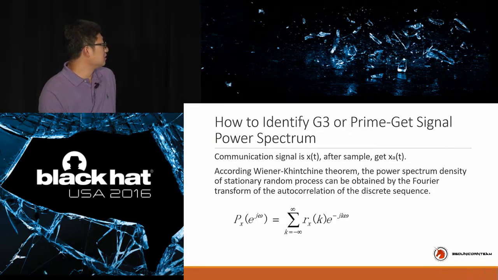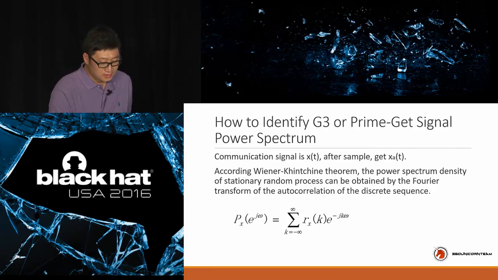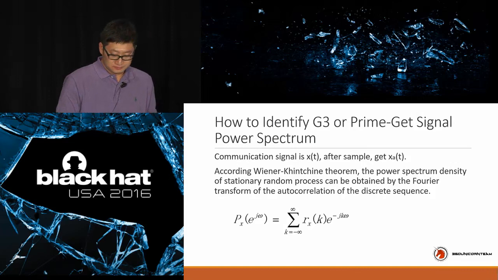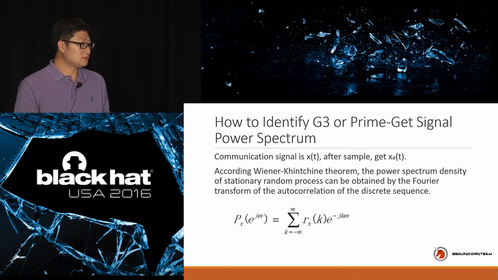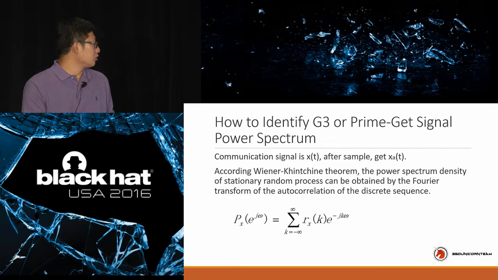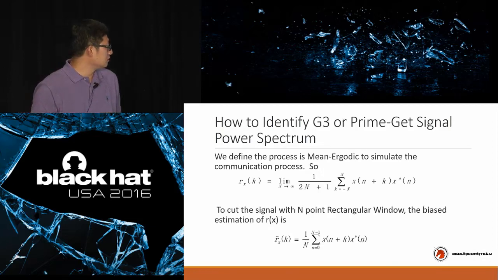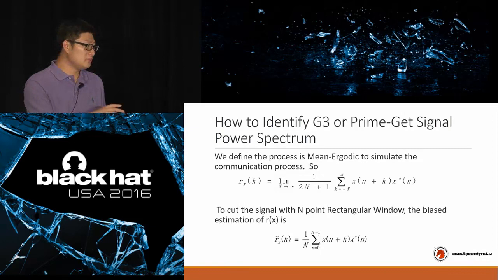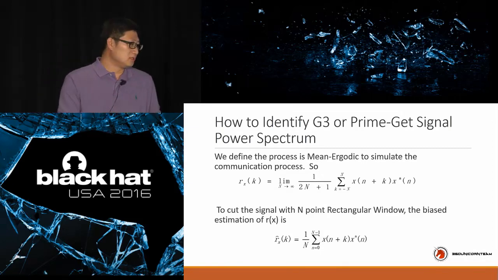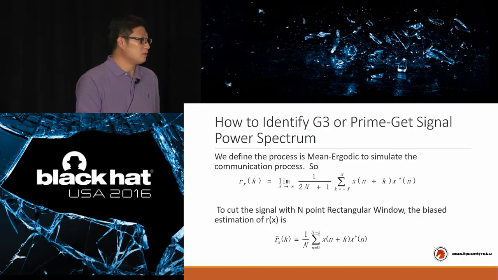We define the communication signal as x(t). After sampling, it is x(n). We can see the power spectrum is the Fourier transform of the autocorrelation. It requires an unlimited sequence, but that is impossible.